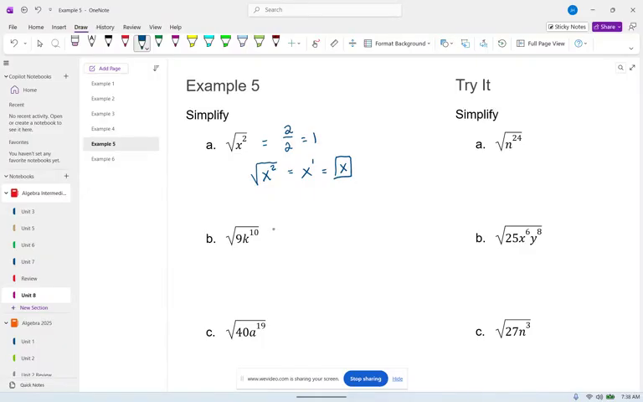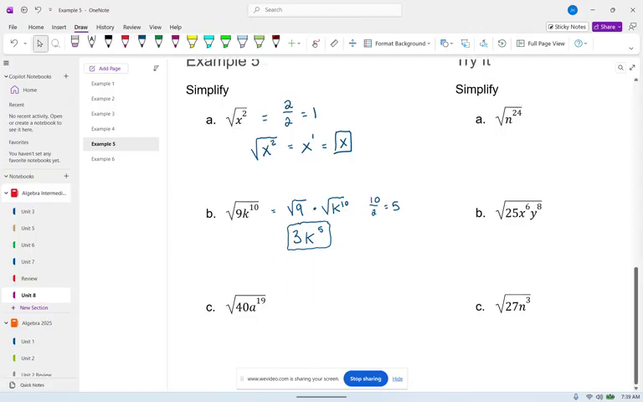We can do the same thing with a number in front of the variable. So we can break this apart into the square root of 9 times the square root of k to the 10th. Square root of 9, 9 is on my list. Square root of 9 is 3. And then 10 divided by 2 equals 5. So we'll have k to the 5th. So nice and easy. If our exponent is even, we just cut it in half, and that's what's going to end up coming out. Now we'll look at part C.